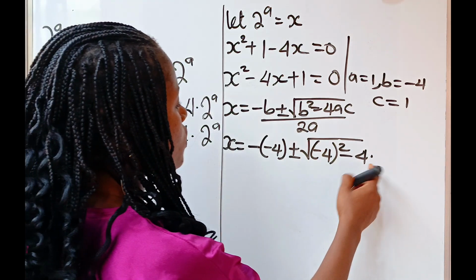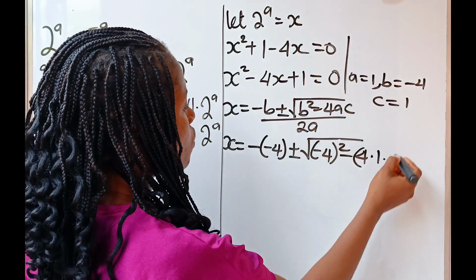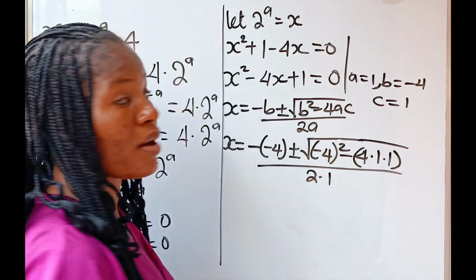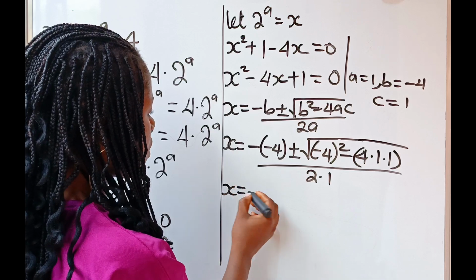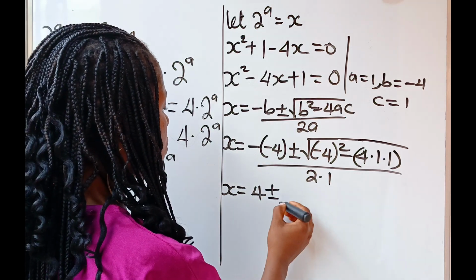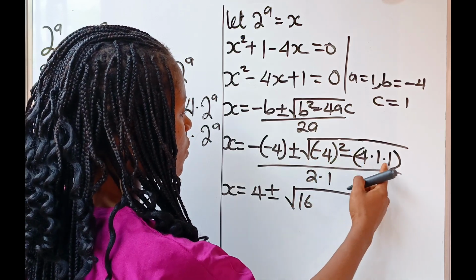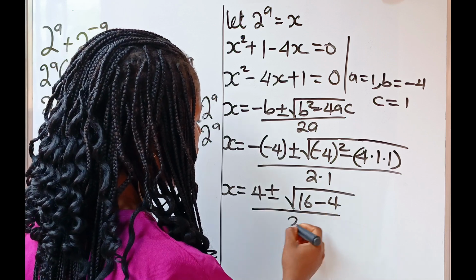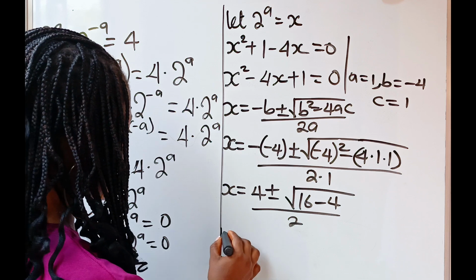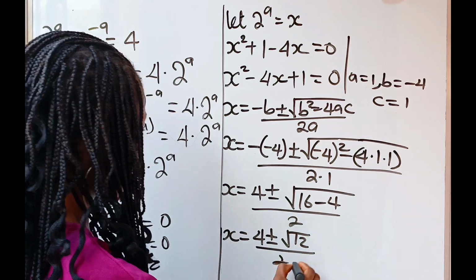All right. So minus 4ac, that is 4 multiplied by a, which is 1, multiplied by c, which is 1 as well. Okay, everything divided by 2a, that is 2 multiplied by 1. So we have x is equal to minus minus will give us plus. So we're going to have 4 here. Plus or minus the square root of minus 4 squared will give us 16. Then minus 4 times 1 is still 4. Everything divided by 2. Therefore, we are going to have that x is equal to 4 plus or minus square root of 12 divided by 2.